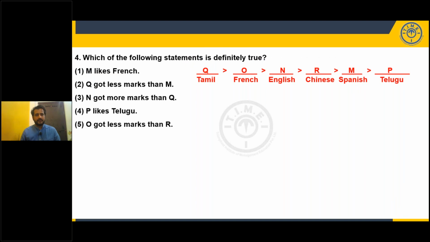Which of the following statements is definitely true? M likes French? No. Q got less marks than M? No. Q actually got more marks than M. N got more marks than Q? No. Actually, N got less than Q. P likes Telugu? Yes. Choice 4 is my answer.